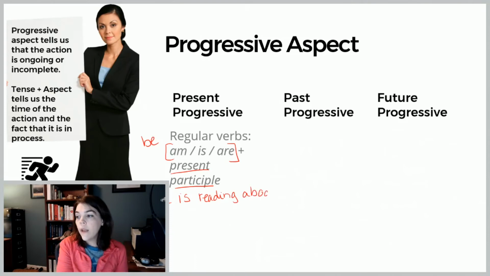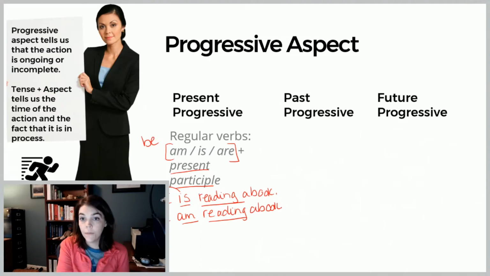Now if I'm going to say I, it's going to be I am reading a book. So here it's clear that the be verb is agreeing with the subject. Okay? Notice that reading looks the same. It does not change depending on who the subject is. All right? Now let's compare it to the past progressive.